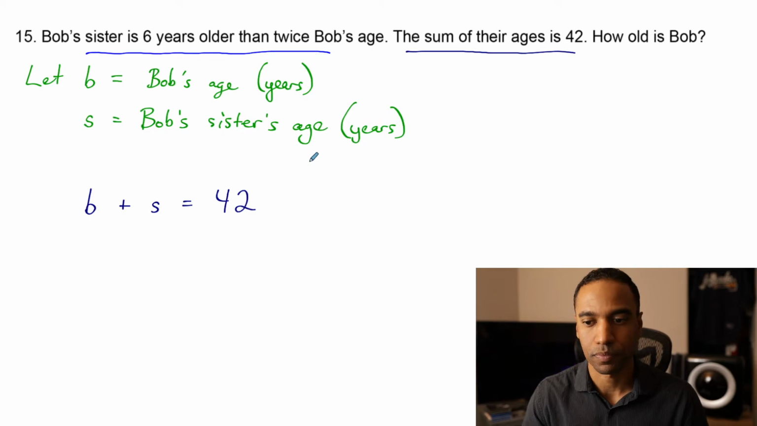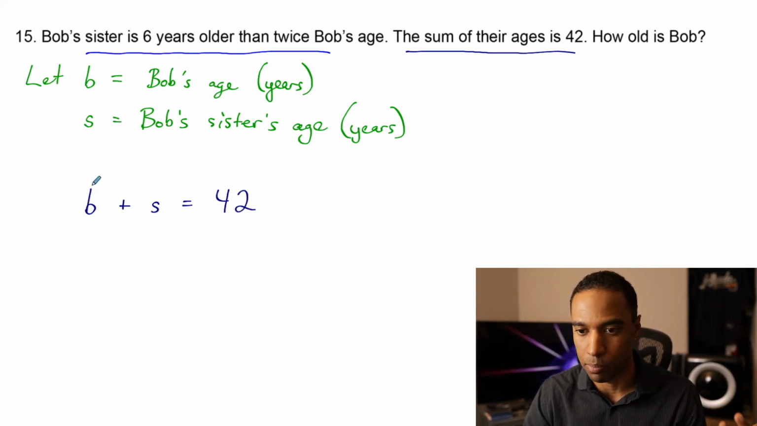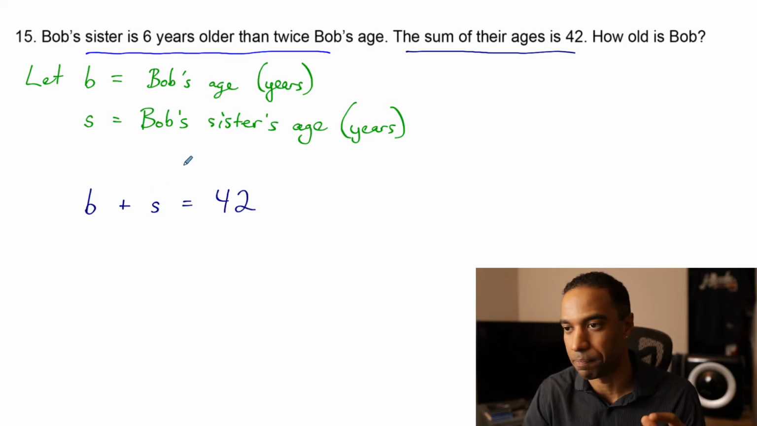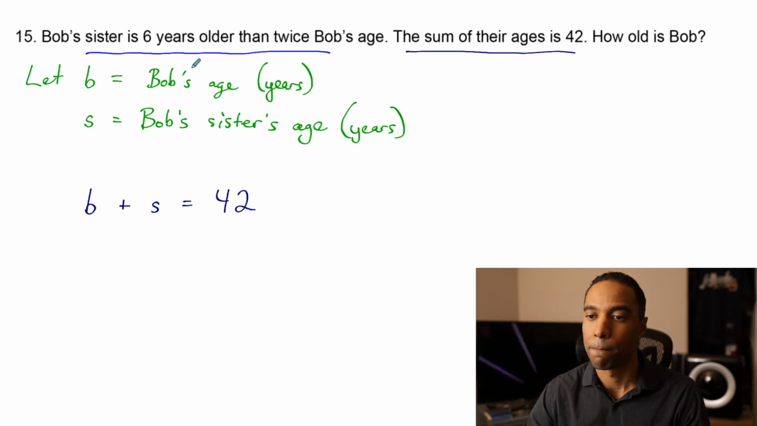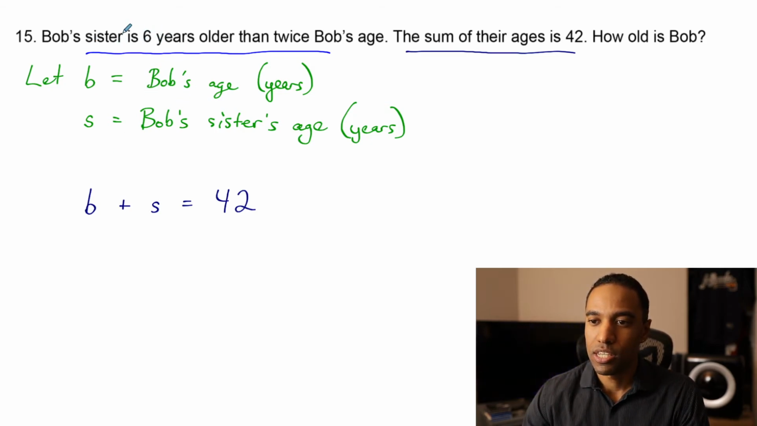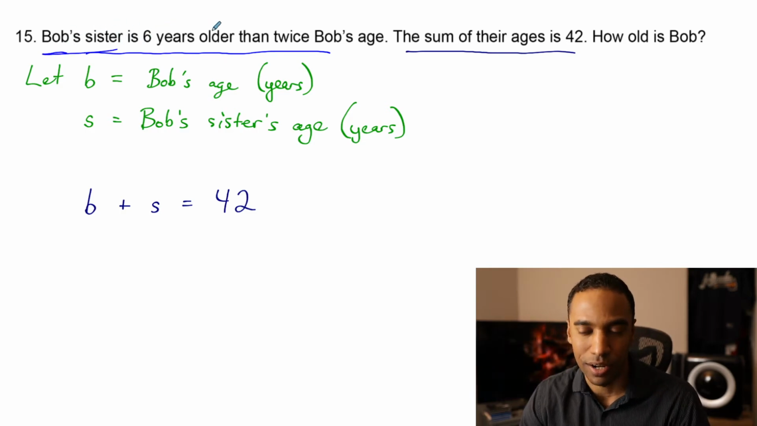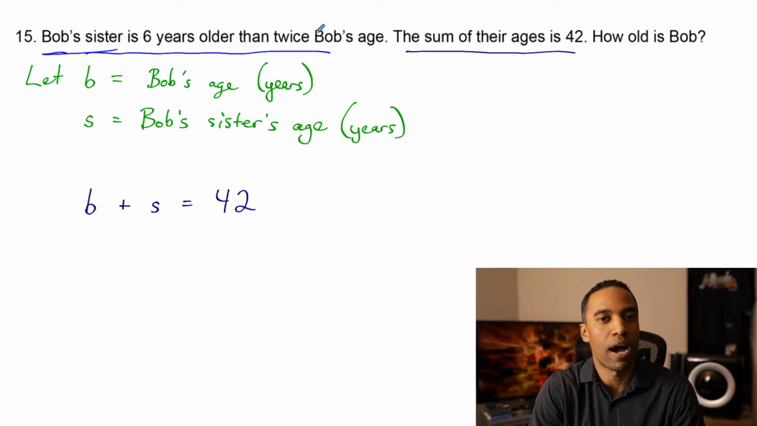That's one equation. Again, we need 2 equations for this one because there are so many different ages. Bob could be 30, sister could be 12, things like that. But there's so many more different things. Bob could be 40, sister could be 2. Bob's sister is 6 years older than twice Bob's age.